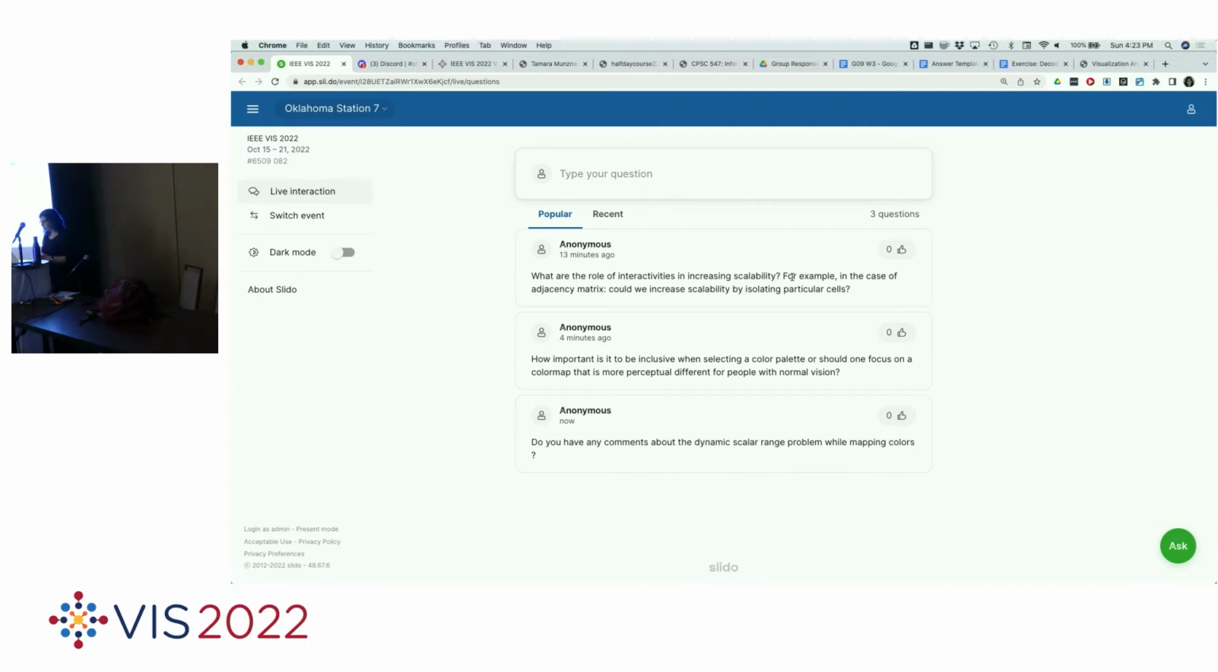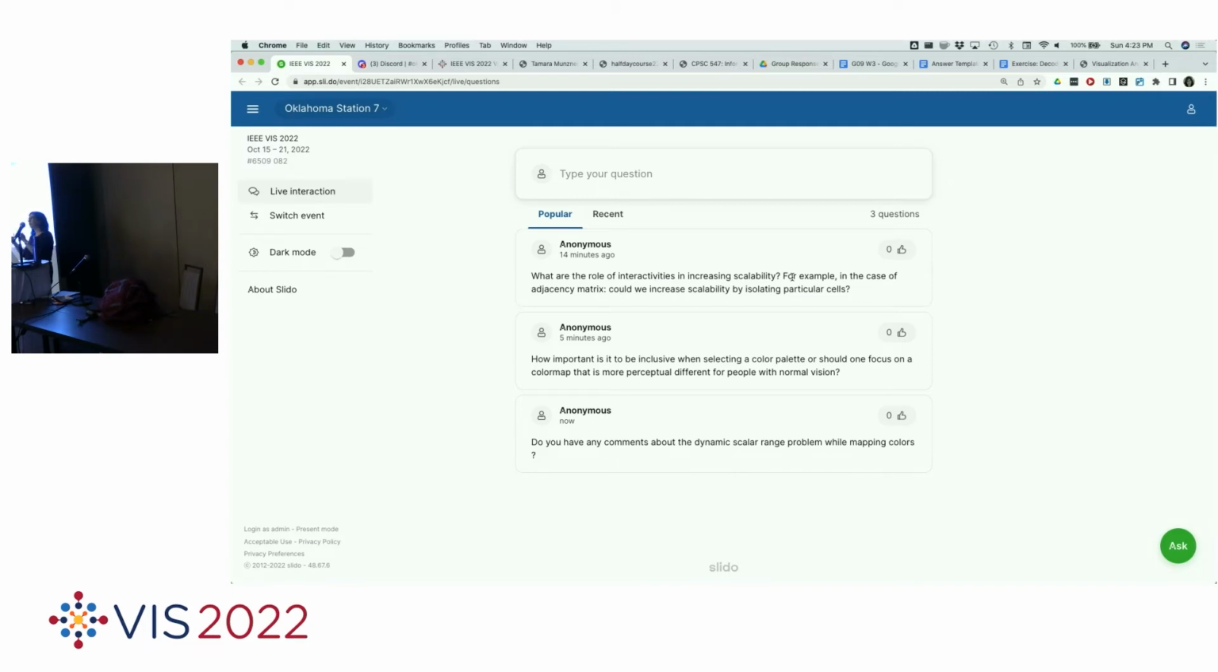Any comments about the dynamic scalar range problem when mapping colors? The short answer is no, because I'm not quite sure what you mean by the dynamic scalar range problem. So if you could explicate in a little more detail. But I'm assuming what you might mean is that you have a data set where the question is, what do you have as the min and what do you have as the max? And how do you map that to your color map?